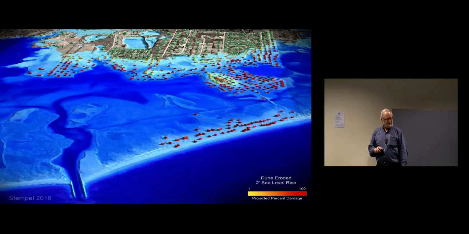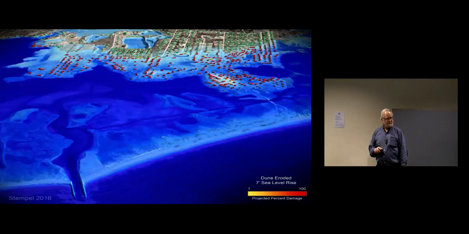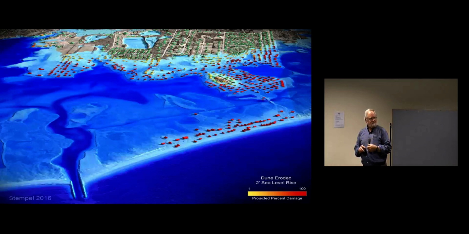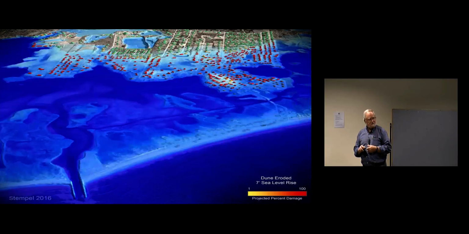And that's with 2 feet of sea level rise and 7. So you will notice what we've done is, if it goes to 7, those structures that are below mean sea level and those structures that have been eroded away, we essentially have taken them out. So watch.